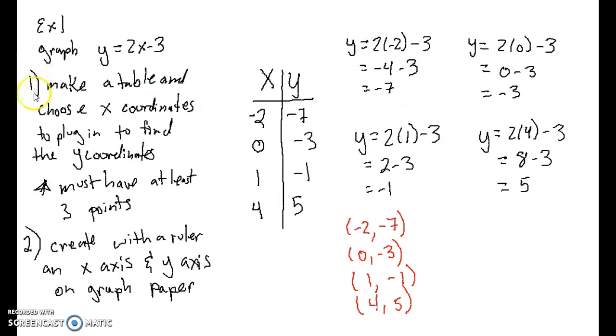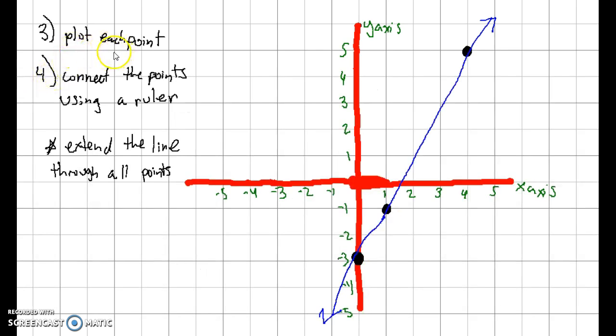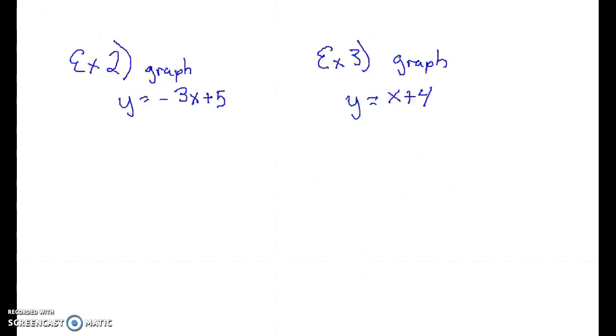So remember, you are going to make a table, choose some x coordinates to plug in to find the y coordinates, must have at least 3 points. You are then going to create with a ruler an x-axis and y-axis on graph paper. Then you're going to plot each point, connect the points using a ruler. Your line should be much better than mine. And then you want to extend the line through all your points. So notice that I did not stop here. I went through as if my graph was going to hit (-2, -7), and I kept going through here. And you're going to extend your points. Once you have done these 2 examples, I want you to watch the second part of this lesson, and it'll walk you through these steps.